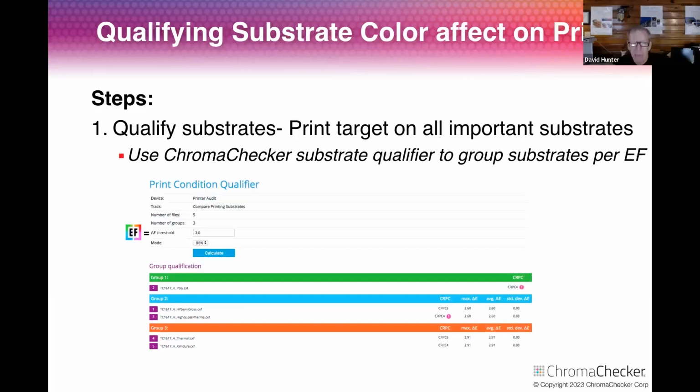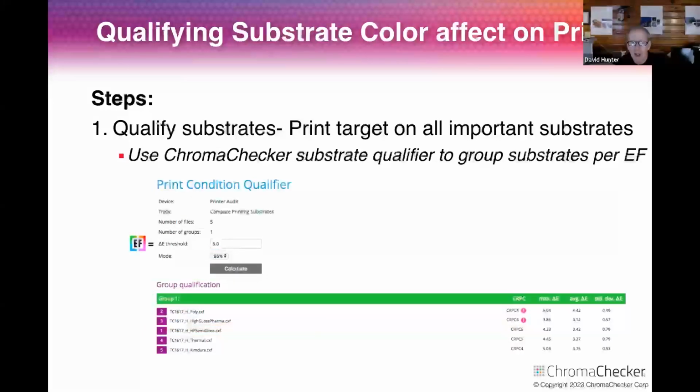If I change my E factor to, in this case, a 5, so I'm saying I'm allowing more variation, I'm allowing for more color difference, for these 5 substrates I only need 1 profile. And the way this is organized is the top file in the group, so the poly, which is at the top of the line, is most like the other 4 substrates. So that's the substrate that you profile.